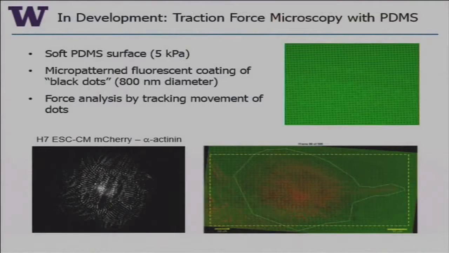The last thing I wanted to show here was something that we've been developing now where instead of using microposts, we're using soft PDMS. This is a much softer version of the PDMS that's more commonly used. This is around 5 kilopascals. And what we can do is stamp a pattern of black dots on this, and then we can grow our cardiomyocytes on it. And because it's a much softer environment, let's see if we can do it this way.